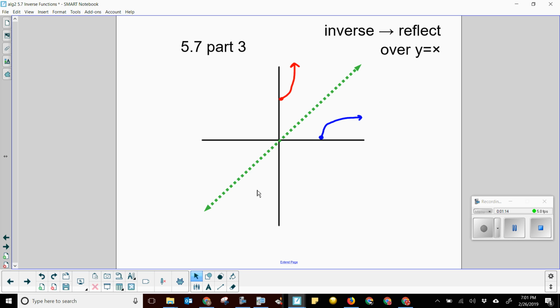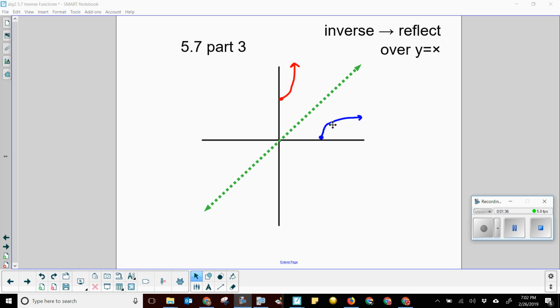The problem is this is the true inverse. Okay, so the problem is when we do them, this is the true inverse of what's happening. The problem is it's really tough to get this graph.